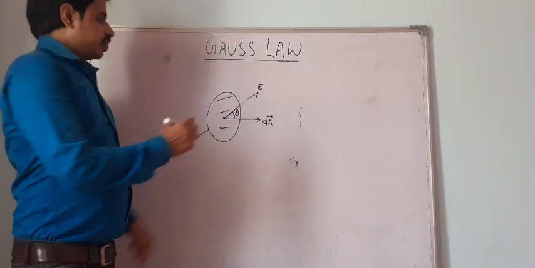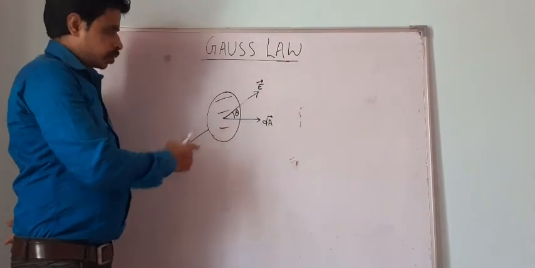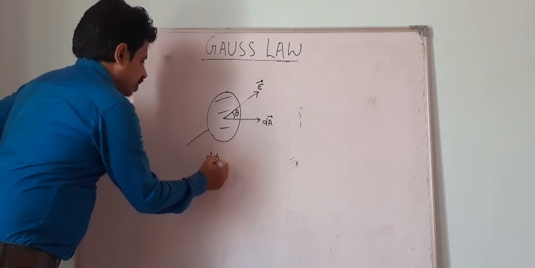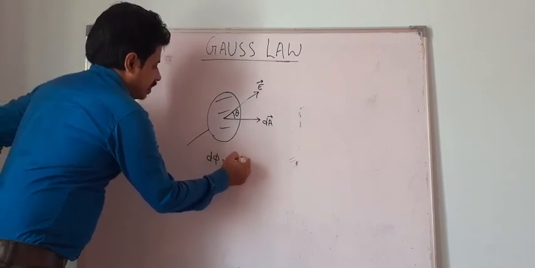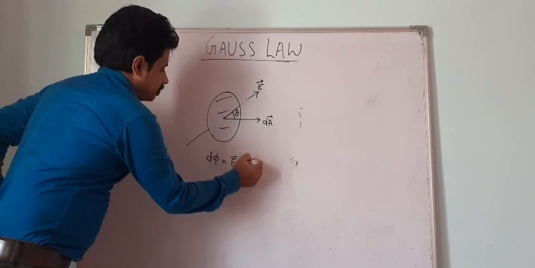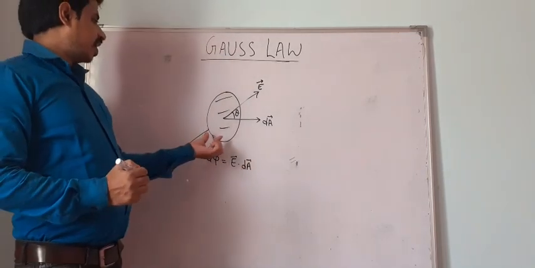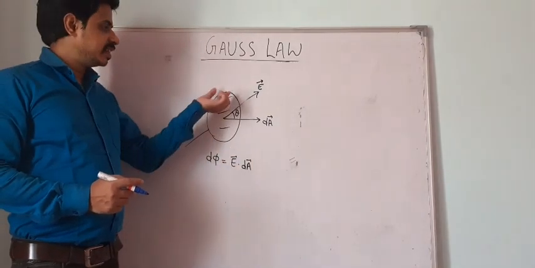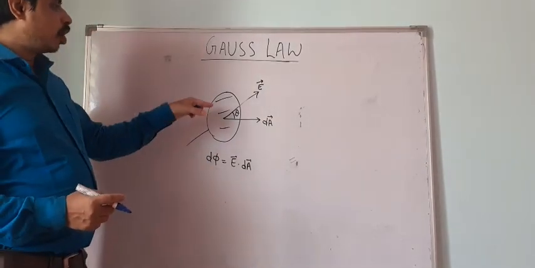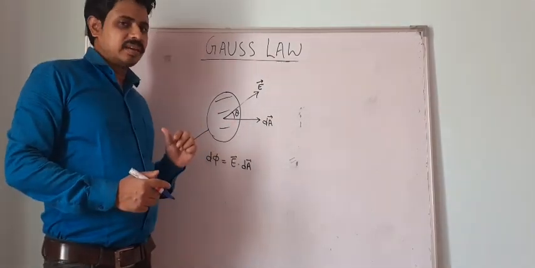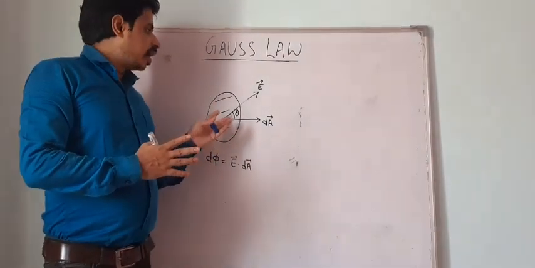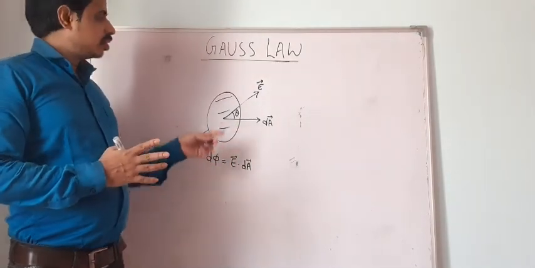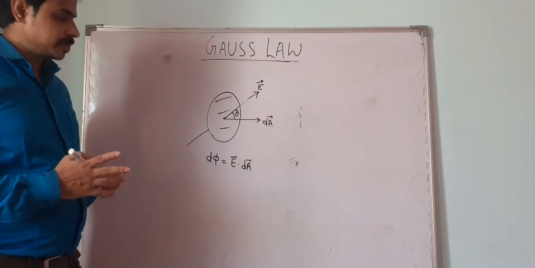Then the flux of this electric field through this surface is defined as d phi is equals to E dot dA. So the small flux, differential flux d phi through this small surface dA is E dot dA. So simply it is the dot product of electric field and area vector. If it is a bigger area and electric field is non-uniform, varying, then we will perform the integral over all area to find the net flux.